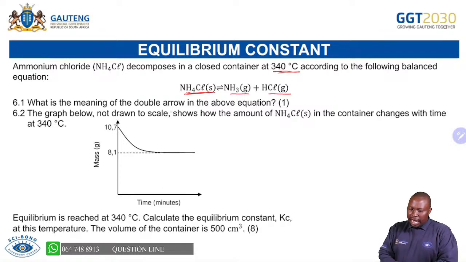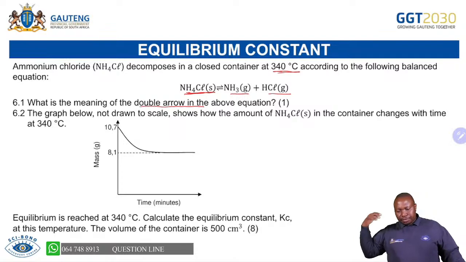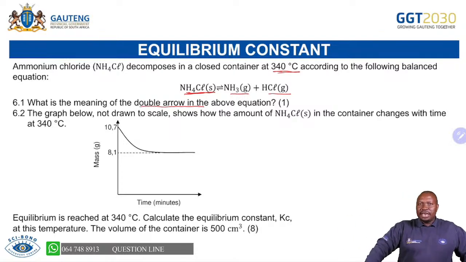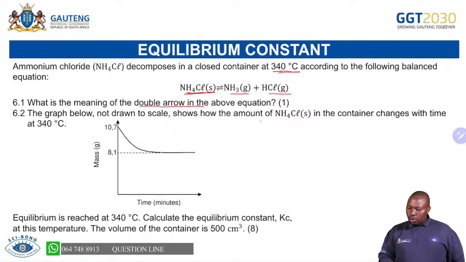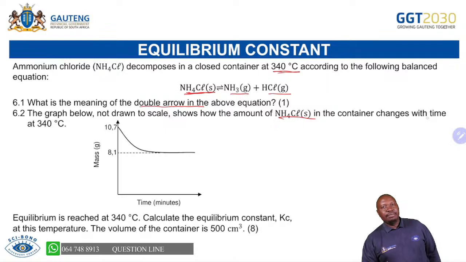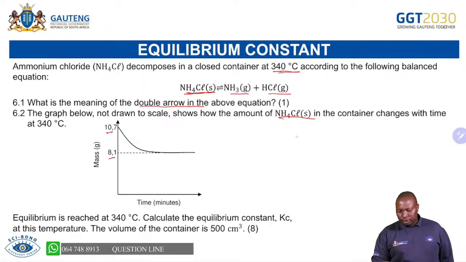What is the meaning of the double arrow in the above reaction? Remember the double arrow, we said the reaction is reversible. And a reversible reaction, we said you define it as the products can be converted back to the reactants and vice versa. Now, the graph below, not drawn to scale, shows how the amount of ammonium chloride in the container changes with time at 340 degrees Celsius. If you check, we are given the mass. When you see mass in paper 2, you see number of moles. You see n equals mass over molar mass.